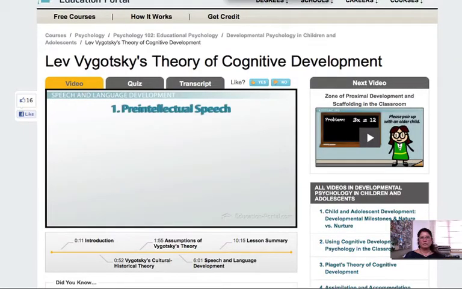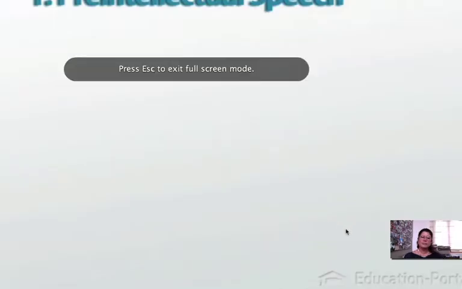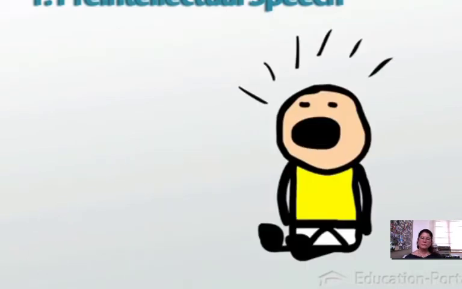The first stage is pre-intellectual speech. This is the first major stage of speech development. This begins with the infant's cry, which expresses, for example, hunger or discomfort.